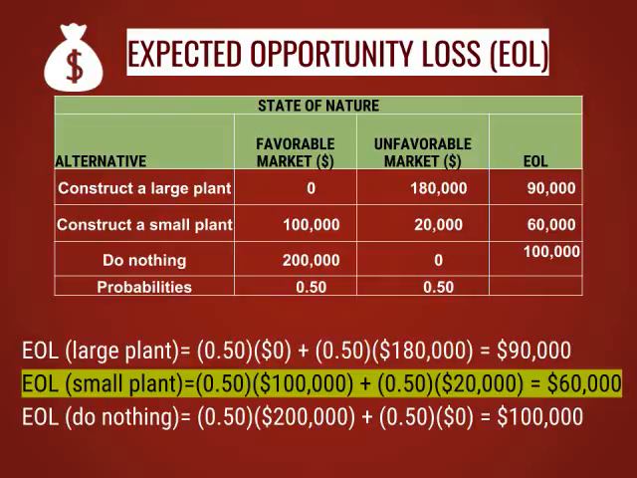For the EOL of do nothing, we have 0.5 times 200,000 plus 0.5 times 0, which is equal to 100,000. Since we are talking about losses, we choose the alternative with the least opportunity loss, which is to construct a small plant. Therefore, our decision would be to construct a small plant.